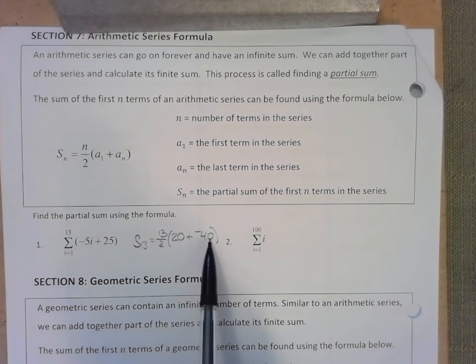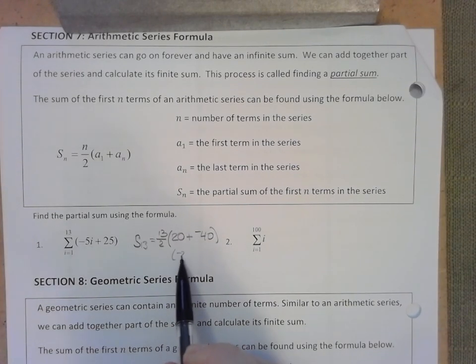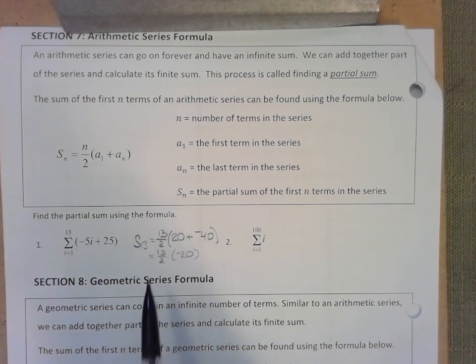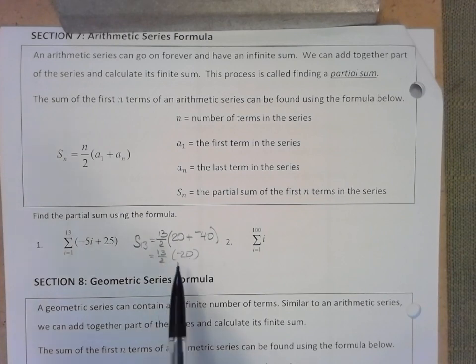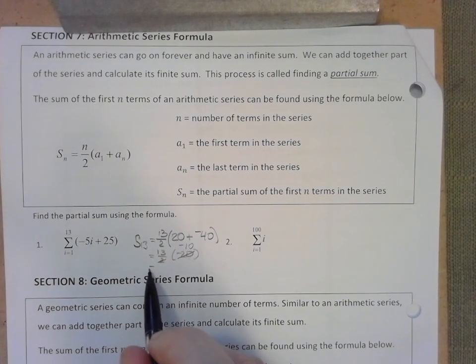If I add parentheses first, 20 plus -40 makes a -20. And without a calculator, if I'm going to multiply 13 divided by 2, I get a decimal, but what I can notice is 2 does go into 20 10 times. So 2 will go into -20, -10 times. Now I'm left with a product of 13 times a -10. 13 times -10 is -130.